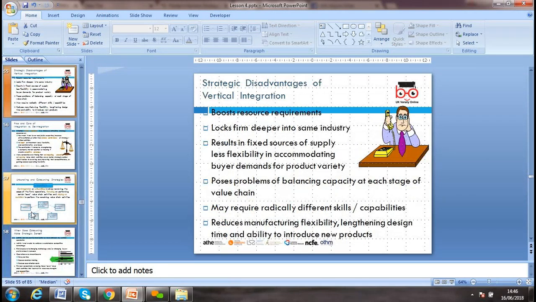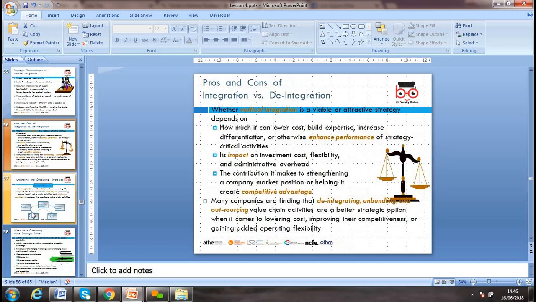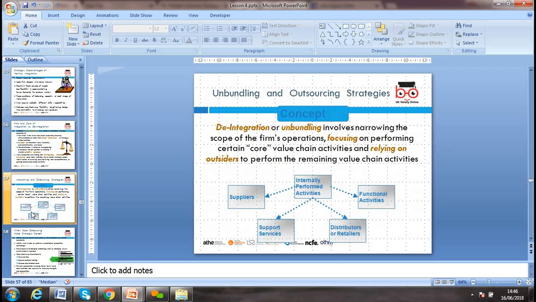There are strategic disadvantages to vertical integration too. So everything is not perfect. We can look at both the advantages and the disadvantages. We need to look at both sides of the coin.